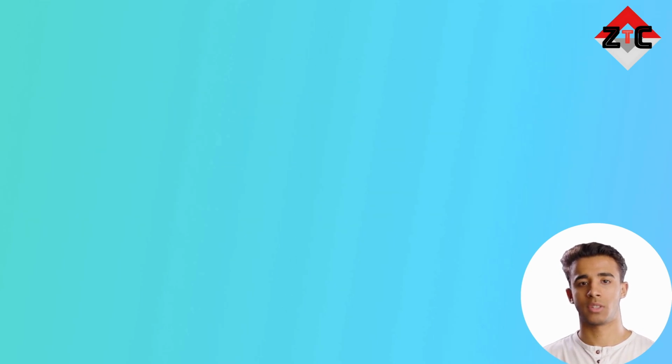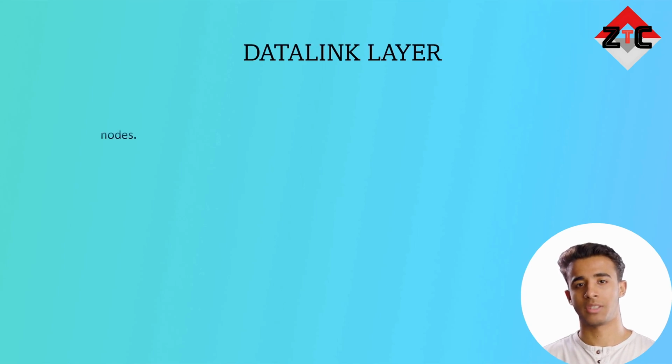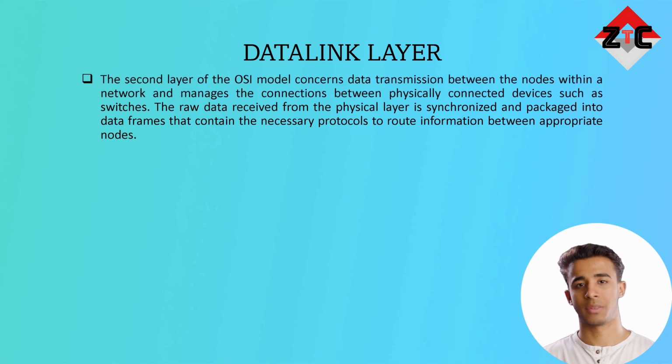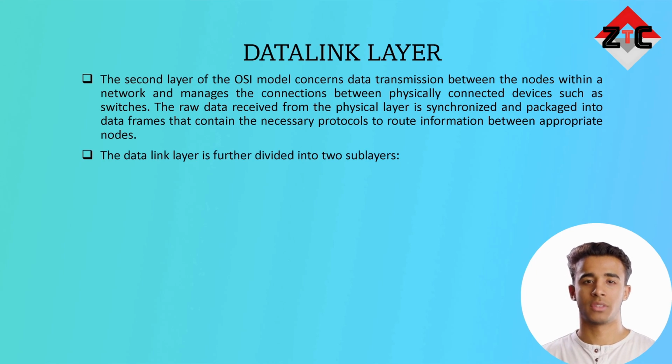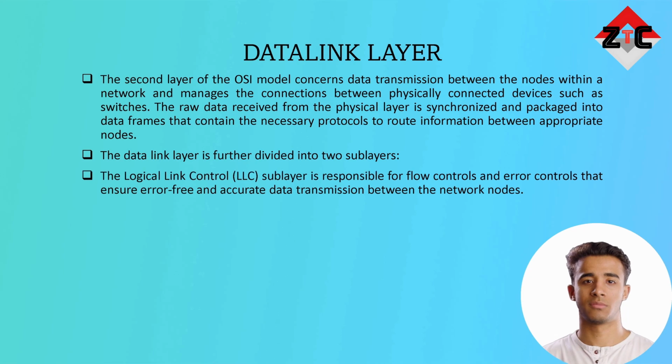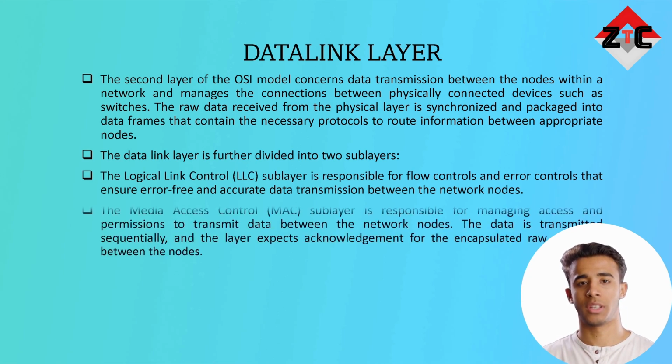The second layer of the OSI model concerns data transmission between the nodes within a network and manages the connections between physically connected devices such as switches. The raw data received from the physical layer is synchronized and packaged into data frames that contain the necessary protocols to route information between appropriate nodes. The data link layer is further divided into 2 sublayers. The logical link control (LLC) sublayer is responsible for flow controls and error controls that ensure error-free and accurate data transmission between the network nodes.